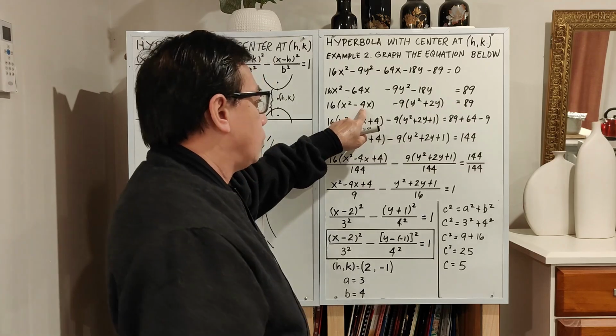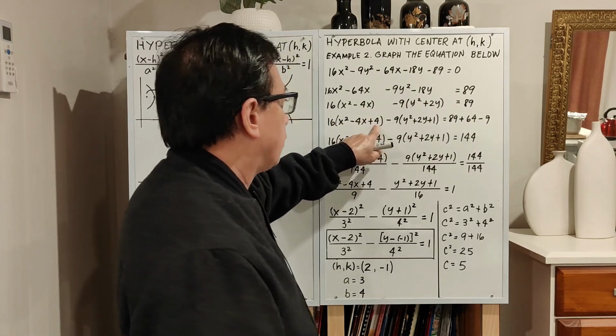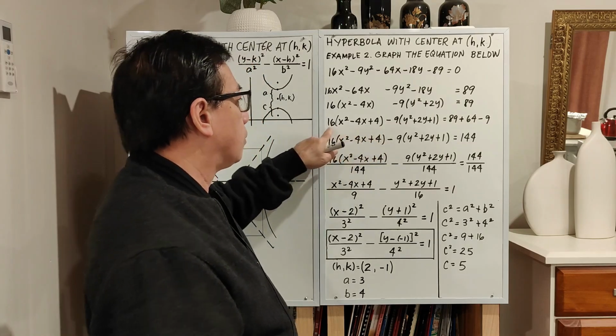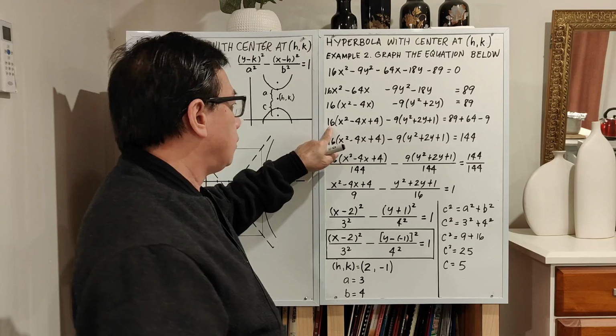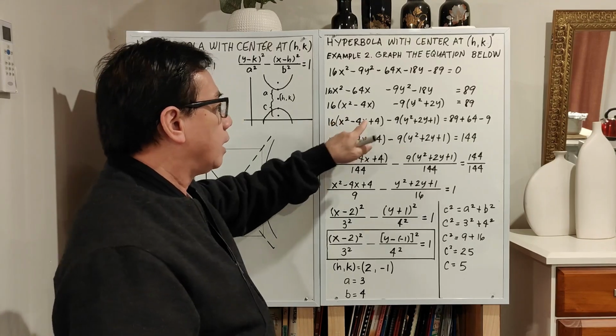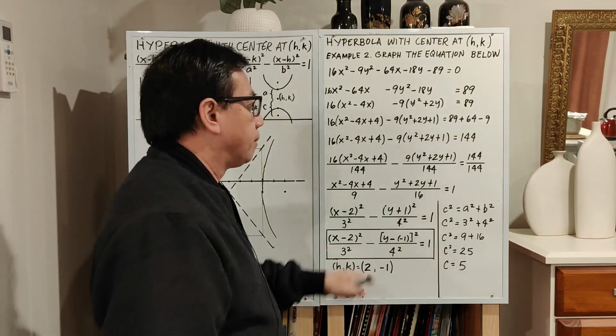Half of 4 is 2. If you square it, it becomes 4. So we need to add 4. But take note, we have factored out 16, so we need to multiply 4 times 16, which is 64. And then we add it to the other side of the equation, 64.